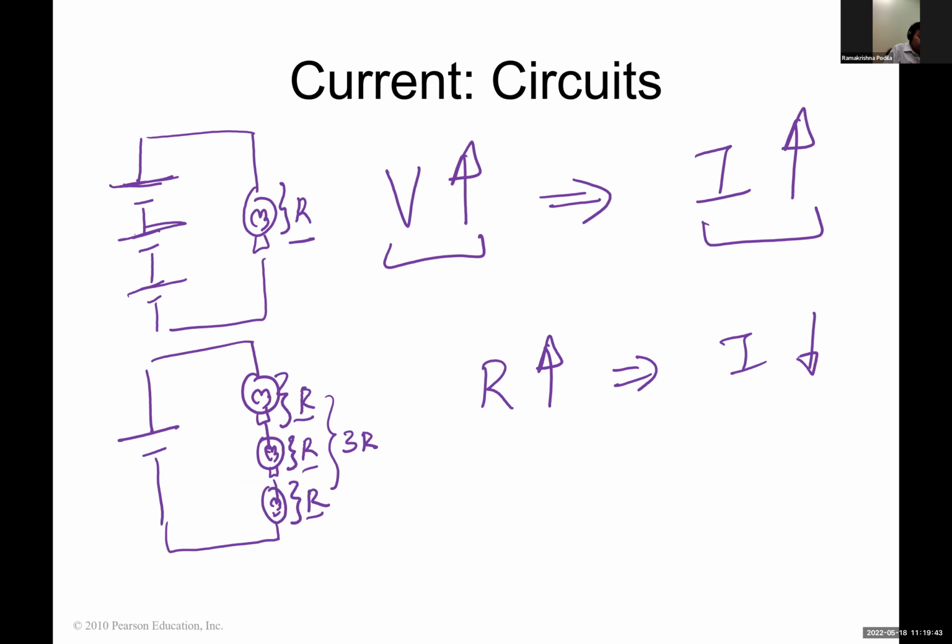So this is what we capture in something called Ohm's law. That is, current is equal to voltage by resistance.